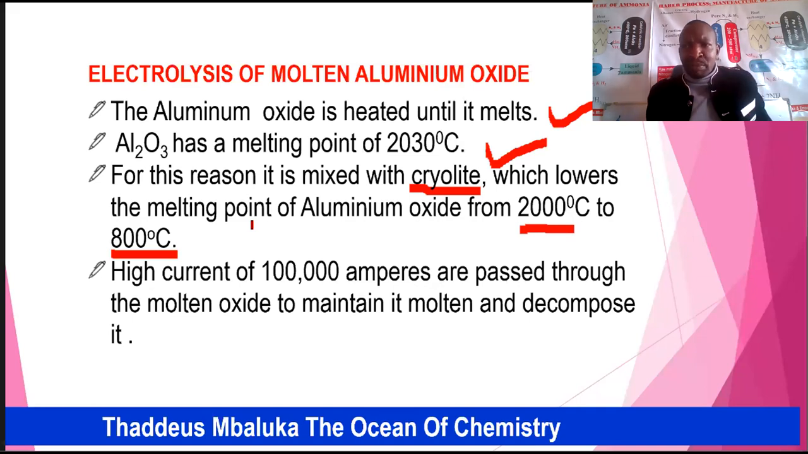Aluminium oxide has a very high melting point of over 2000. So to lower the melting point to a manageable level, we normally add cryolite, which lowers the melting point of aluminium oxide from over 2000 to around 800. We also use a current of over 100,000 amperes, and the role of it is to maintain the ore in molten state and to decompose it.